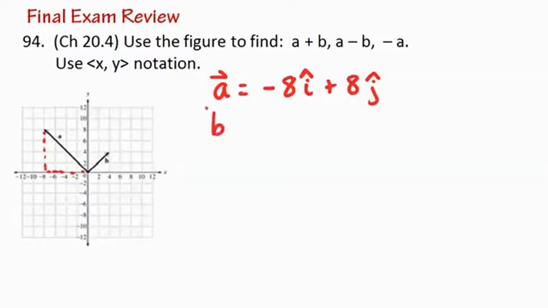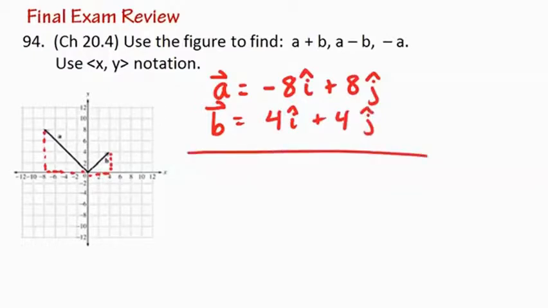And vector B is 4 in the positive x direction and 4 in the positive j direction. So this is a very easy way to add them together. So we would add the two vectors to get our new vector. We'd simply add the like terms, and we get -4i hat positive 12j hat.